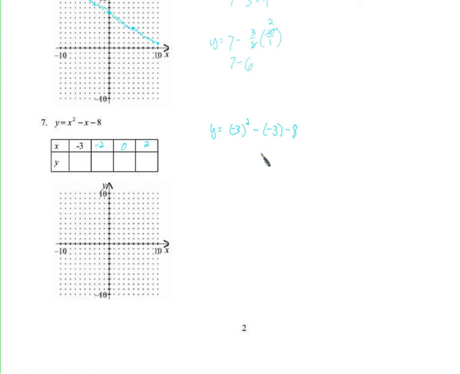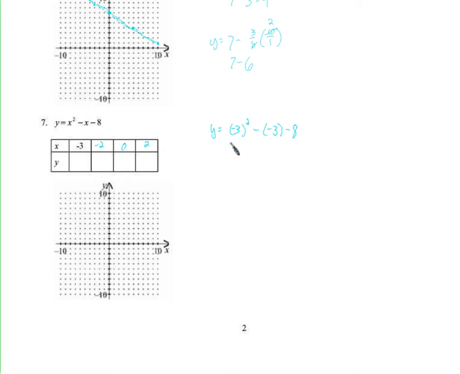A lot of you are having trouble with the negatives. I predicted it, I warned you about it, and I gave you a good tool for avoiding it. Replace every x with an empty set of parentheses, and then put the number that you're trying to plug in for x in the parentheses. Every time. Do it every time. It will help you to avoid these kinds of problems.